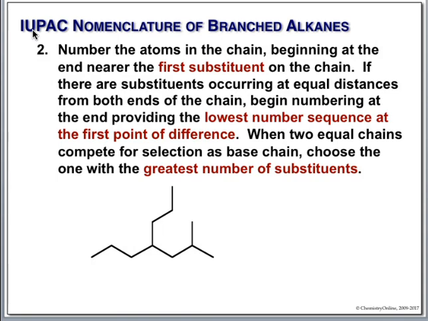Once you do that, it gets a little complicated, a little messy, but you want to look at your longest chain. You want to see what's attached to it. The rule says, you want the chain that has the greatest number of substituents. That's just the rule. So if we look at this guy, what's our longest chain? Well, we could do 1, 2, 3, 4, 5, 6, 7. That works.